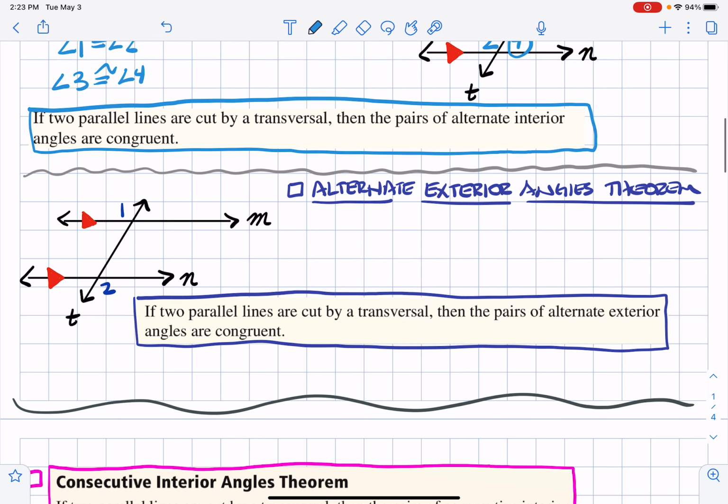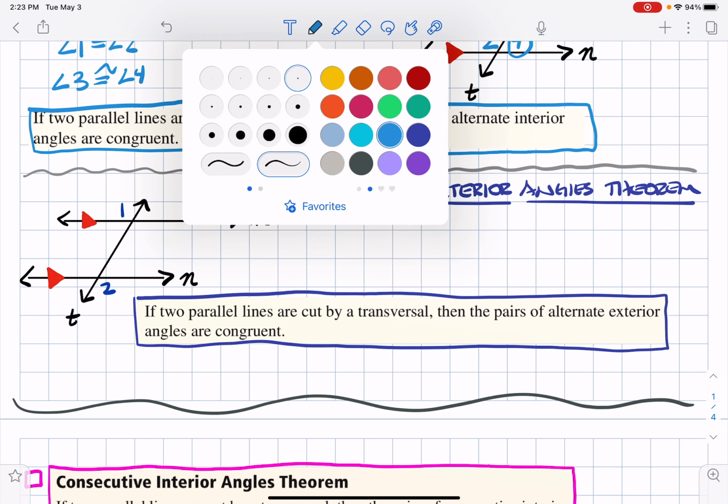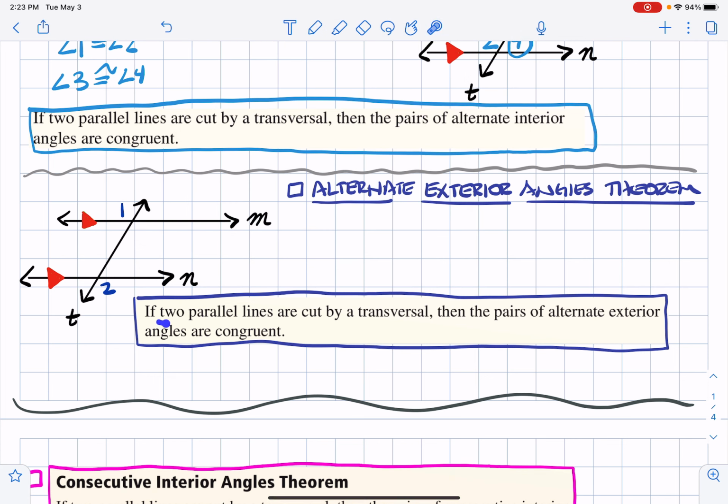Okay. The third theorem is the alternate exterior angles theorem. And again, let's go through that one real quick to show you what we're talking about. So it says if 2 parallel lines are cut by a transversal, so same setup, right? I have M and N. They are parallel because of my little red triangles, and they're cut by a transversal. It says then pairs of alternate exterior angles are congruent.